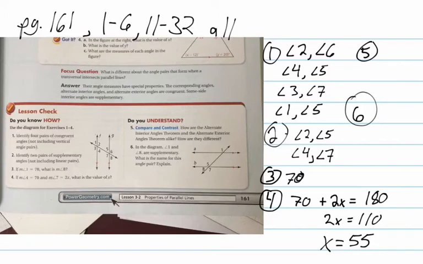All right, number 6. In the diagram, angle 1 and angle 8 are supplementary. What would be a good name for the angle pair 1 and 8? Aren't they alternate exterior? They are on the outside, but they're not alternate. If they're not alternate, then they're same side. So you can call this same side exterior.